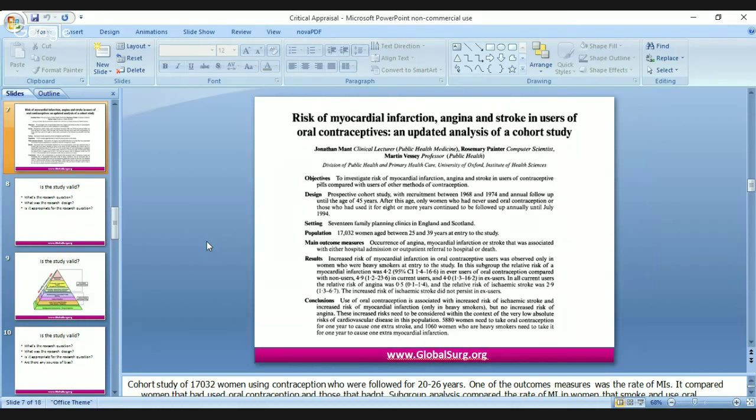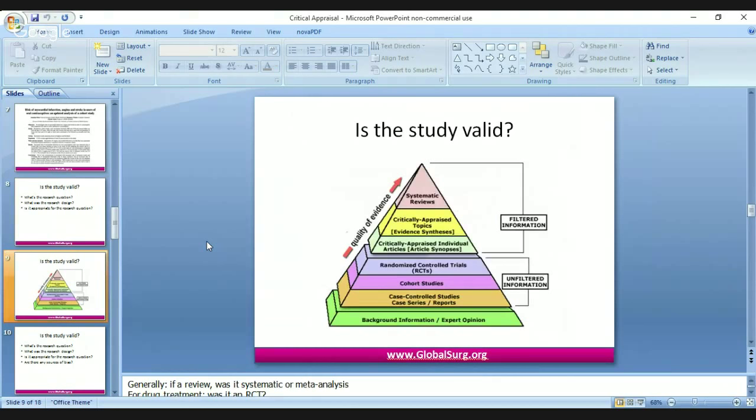Now what we'd want to do next is find out whether the design is fit for the question that it's trying to answer. And here we have a pyramid used to place evidence based on their quality. Generally, somebody else is going to be talking about this in a lot more detail than I will, but each study design is associated with its own level of evidence, with systematic reviews being considered more reliable than expert opinions, which are at the bottom. And cohort studies, like the one described in the abstract, are placed somewhere in the middle.